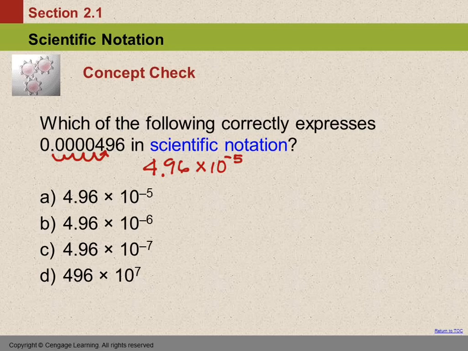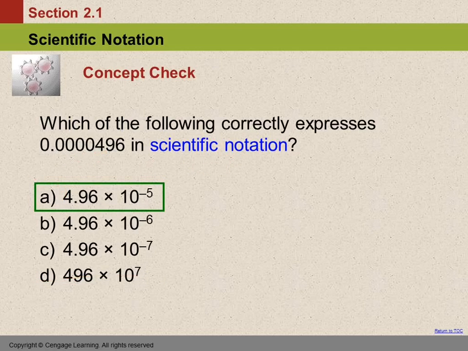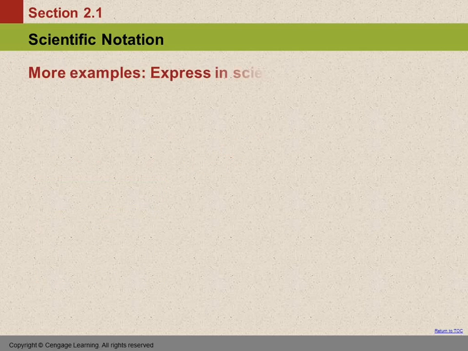So we answer the question, and then we go looking for the answer among the choices given and which choice matches up. A. Again, D is wrong because the decimal point's in the wrong place. And then B and C just differ in the exponents a little bit. Correct answer is A.